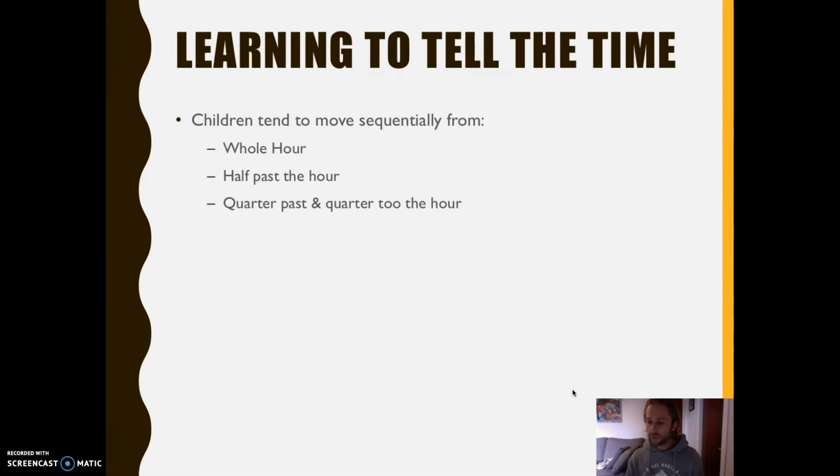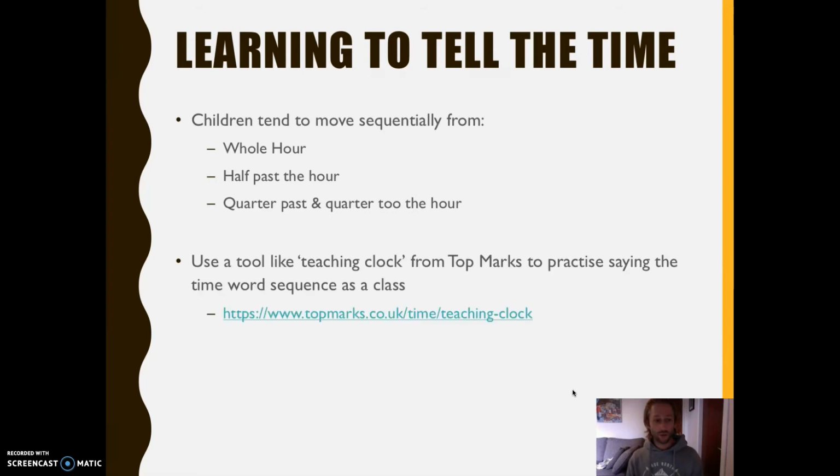Now in early inputs, we've discussed the importance of learning the forward and backwards number word sequence in order to help our pupils have a deeper understanding of the sequence and the pattern within our number system. And one of the ways that we look to do this is through counting choirs. What I would suggest is that the same approach can be used to help children develop their understanding in terms of the sequence and the pattern of time, using a counting choir in much the same way. So a tool I would suggest for using this is things like the teaching clock from Top Marks, and you can use this to practice saying the time word sequence as a class.